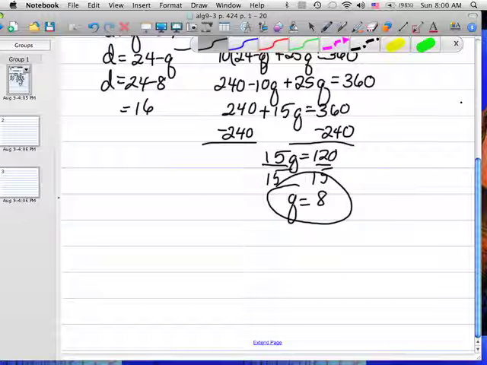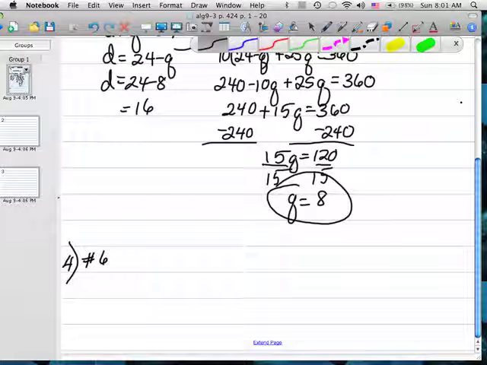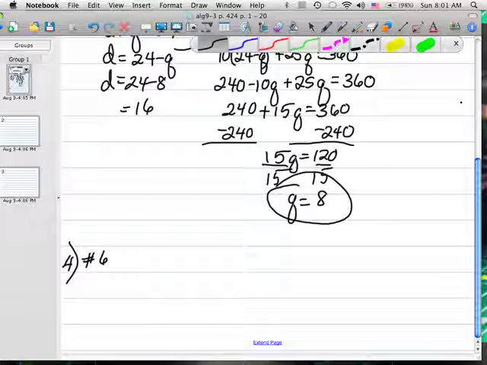Problem number 4 would be number 6. It says Louise and Julia have the same number of coins. Louise has only dimes and Julia has only quarters. If Julia has $1.80 more than Louise does, how many coins does each have?